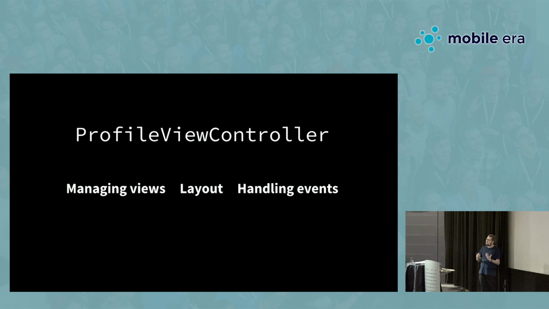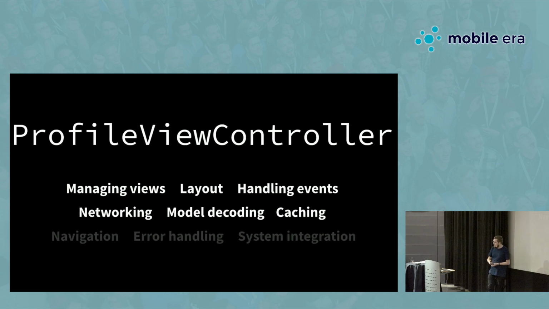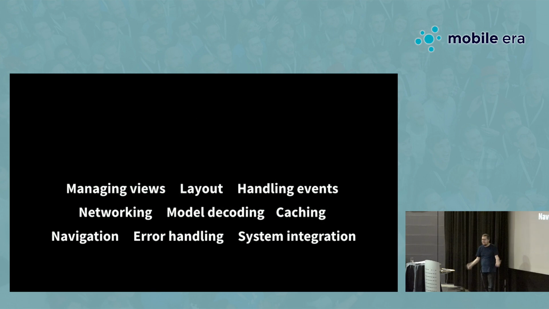But then things start to grow, and we might need to implement new features and new requirements in this profile view controller. We might start adding things like networking and model decoding and caching, and then things grow a little bit. And then we add navigation and error handling and integrating with the system, and all of a sudden our view controller is so big, it's really hard to deal with, and it all just falls apart into one big unmaintainable mess.